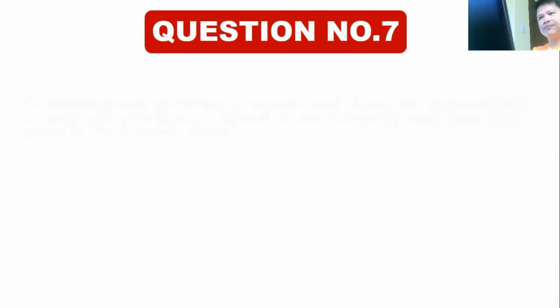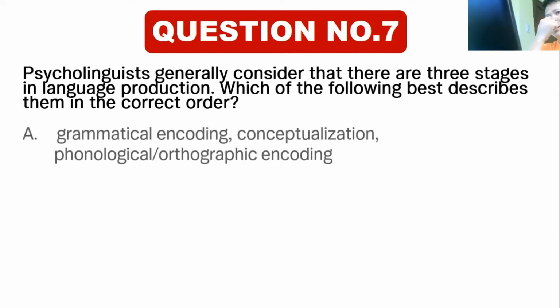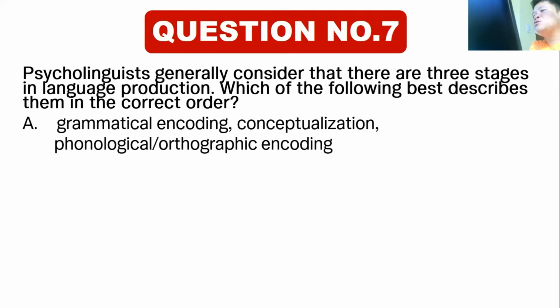Number seven, psycholinguists generally consider that there are three stages in language production. Which of the following best describes them in the correct order? A, grammatical encoding, conceptualization, and phonological or orthographic encoding.